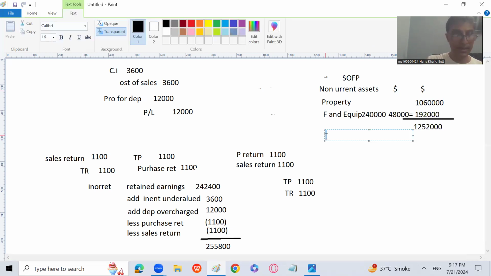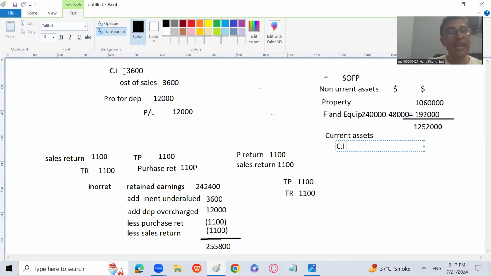Next comes the current assets, right? Because the next is the current assets. So let's write the section we are going to have regarding the current assets. The current assets, first of all, we will write the closing inventory. So closing inventory, if you just write the closing inventory, you will see if there is any adjustment regarding closing inventory. Yes, closing inventory has been undervalued.